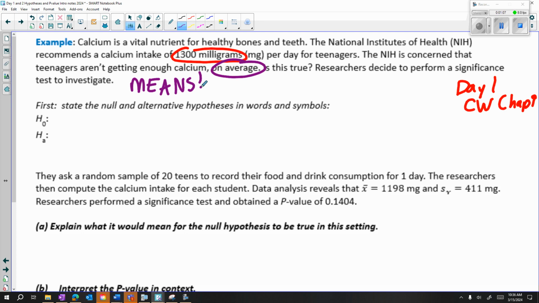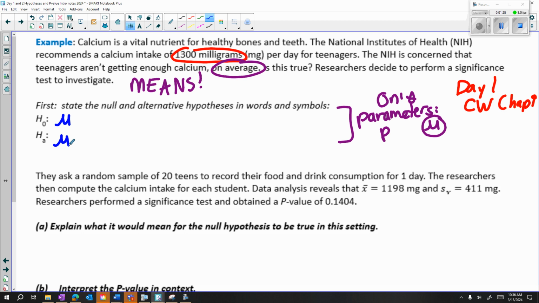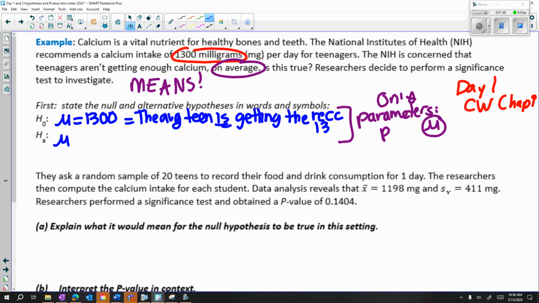In our hypotheses, we always only write parameter symbols. Parameter symbols are going to be either mu for means or p for proportions. So because it's a mean question, we're going to use the symbol mu. So you're going to throw a mu here and a mu here. The null hypothesis is always a statement of no change. H0 means no change. So you're going to put mu equals 1,300 for this. And in words, that means the average teen is getting the recommended amount, which is 1,300 milligrams.